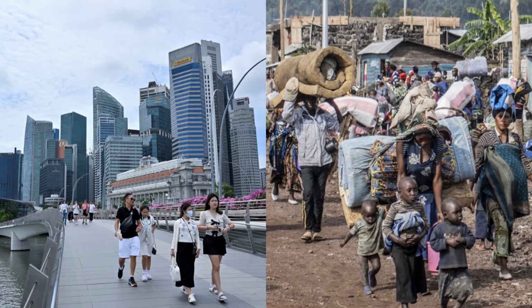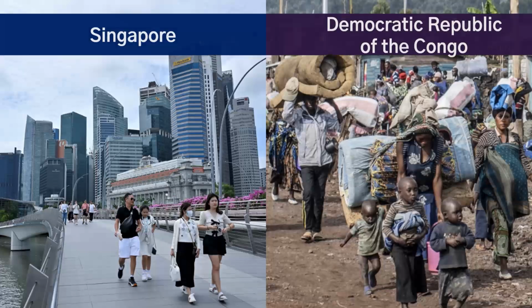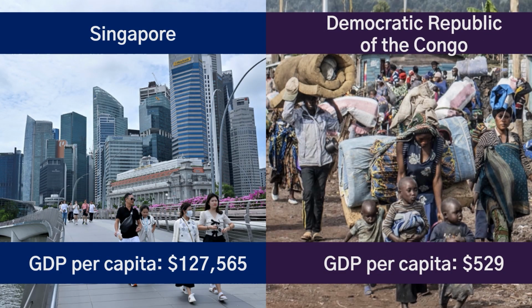Okay, try to guess these countries. The left one is Singapore, where the level of GDP per capita equals $127,000, and to the right we observe the image from the Democratic Republic of Congo, where the GDP per capita is $529. Interestingly, Democratic Republic of Congo possesses vast mineral resources, while Singapore has absolutely nothing.